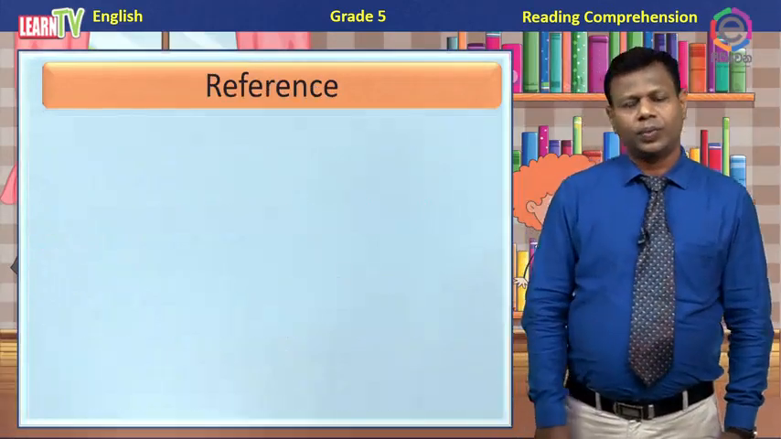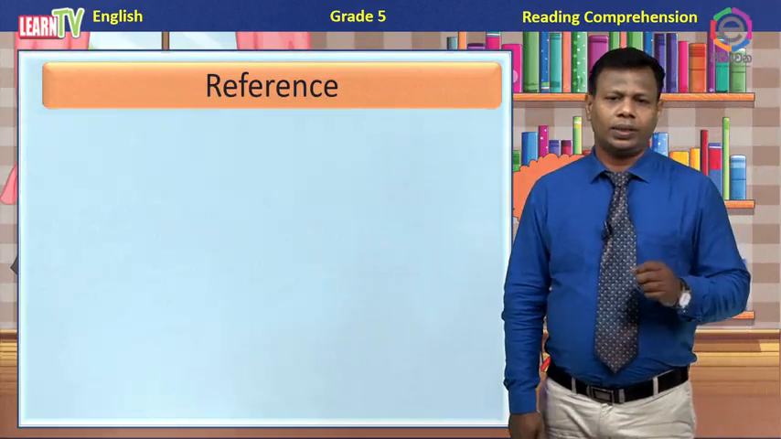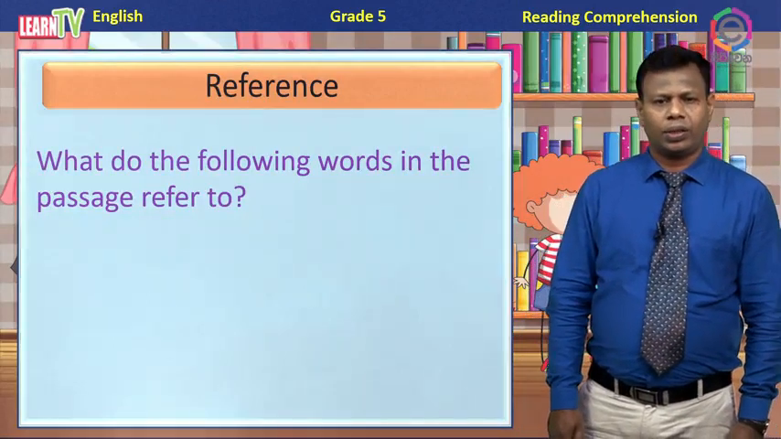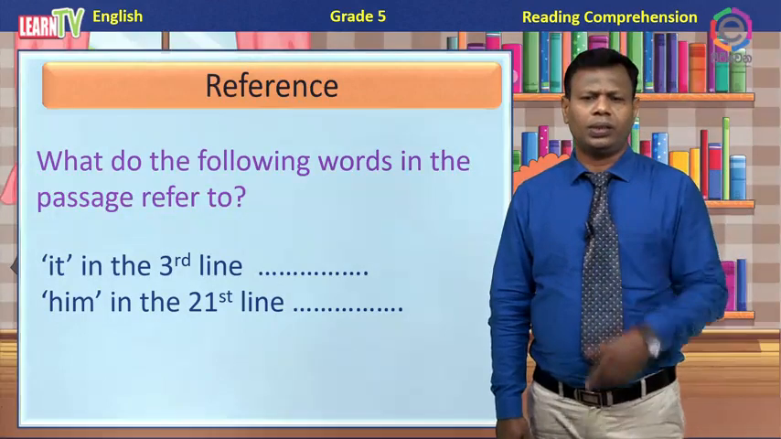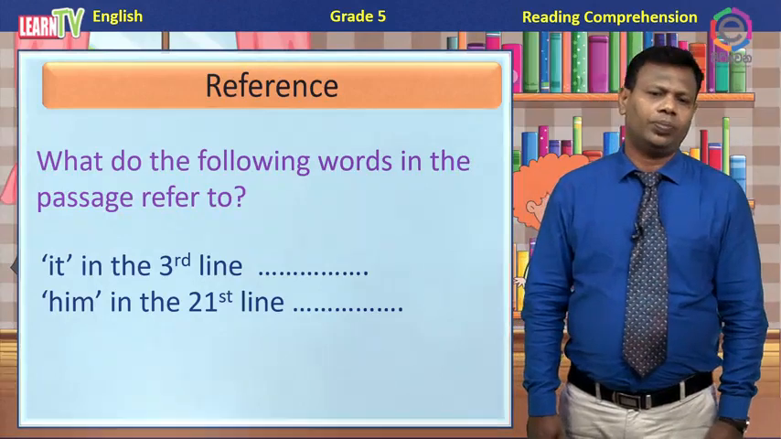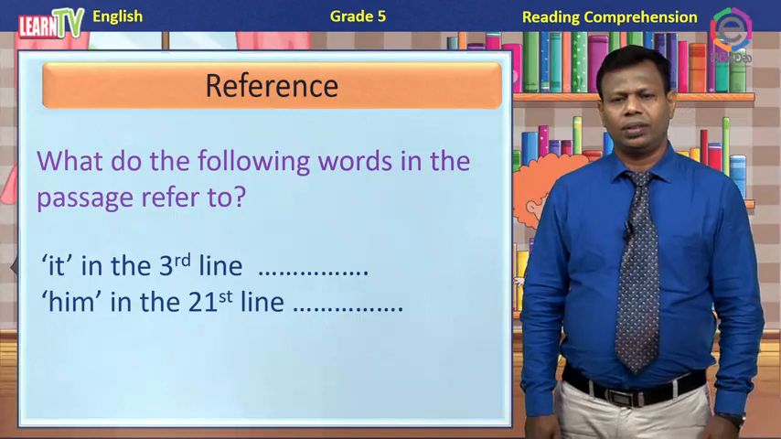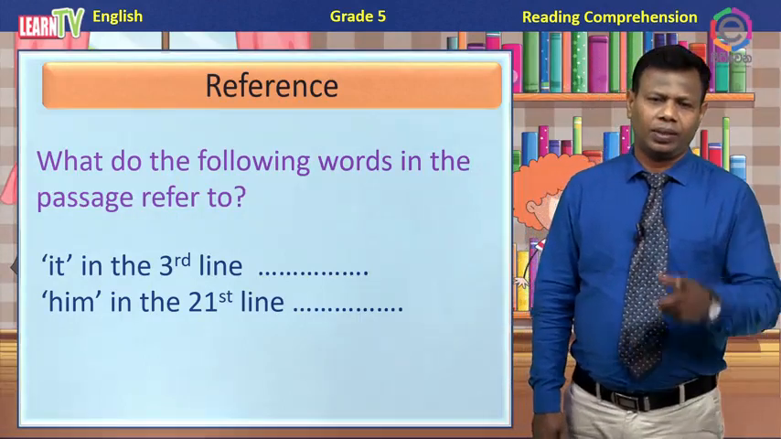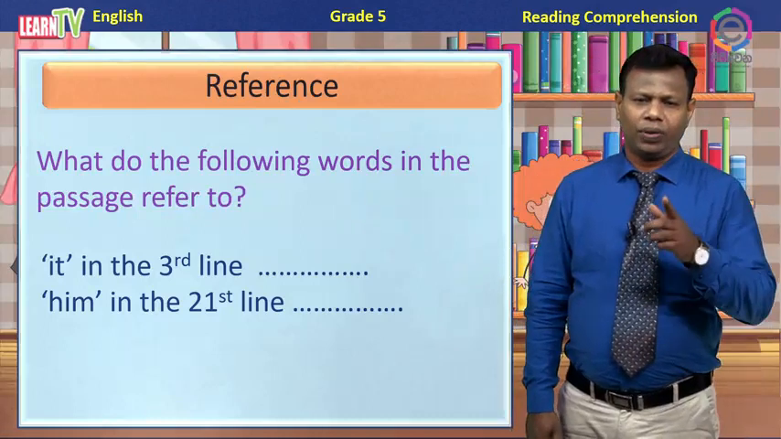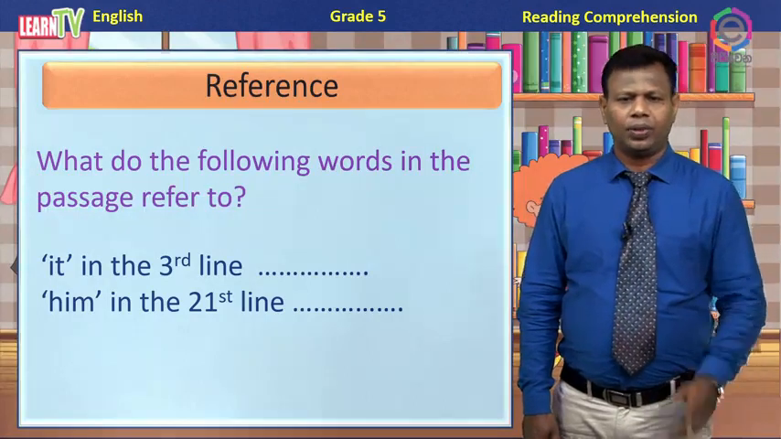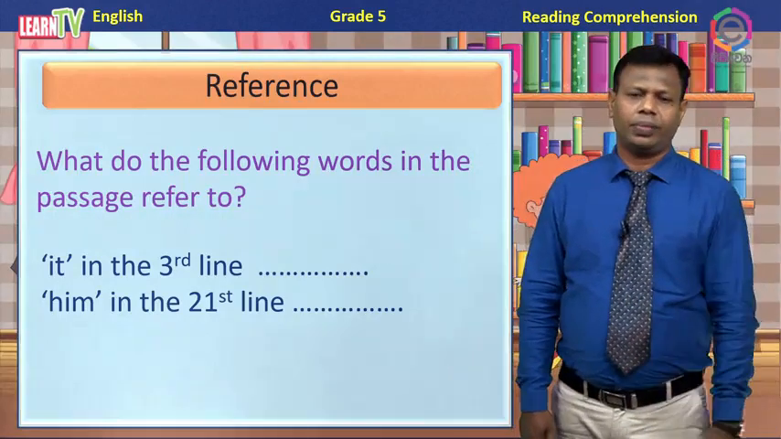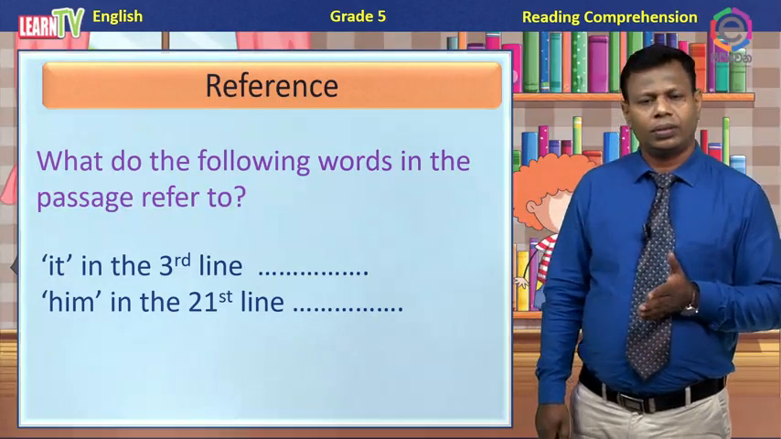Right. Now, I'm going to show you another type of questions, reference. What do the following words in the passage refer to? I'm sure you have seen this type of questions. It, in the third line. Him, in the 21st line. You can see them later. This type of question, we say reference. If you want to find the answer for this type of questions, you have to read the passage forward and backward. You have to go through the lesson carefully.